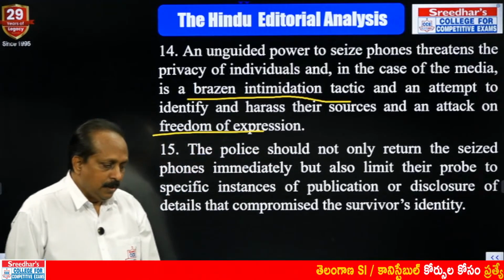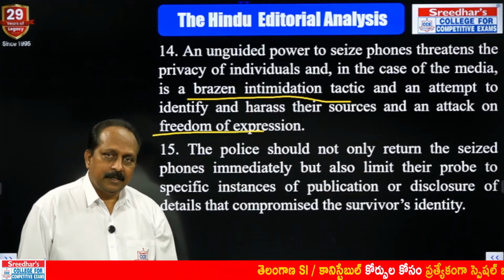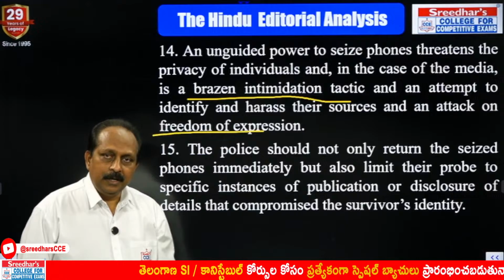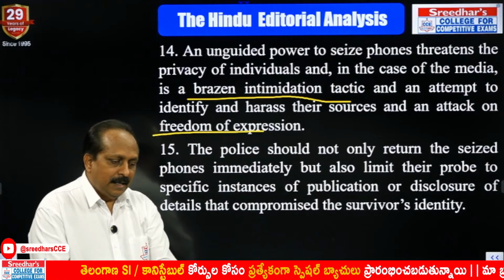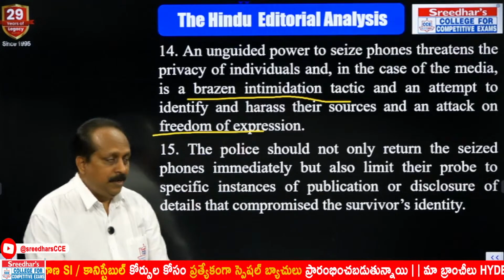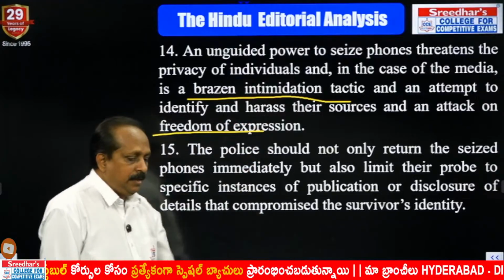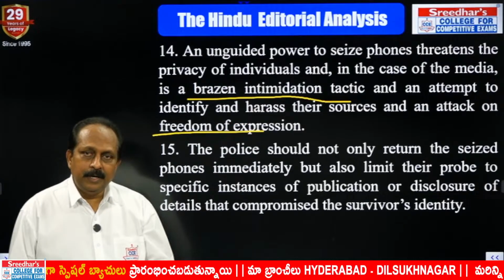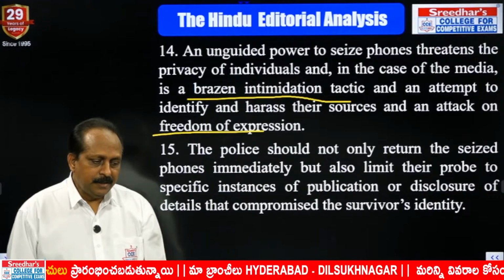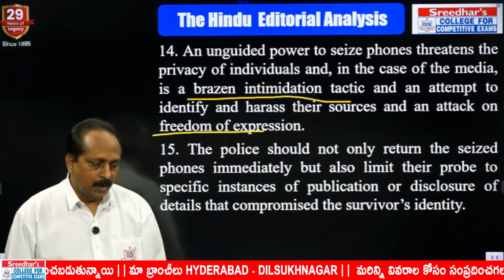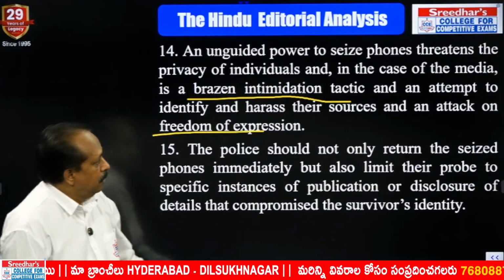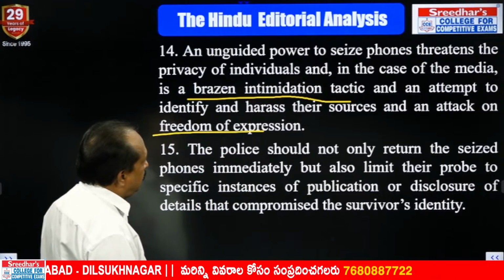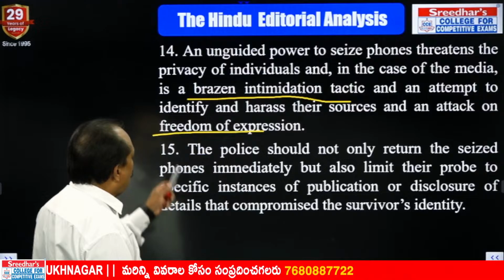How does the editorial end? It takes a stand and says, doing something like this, taking phones of the journalists, the media people, is brazen intimidation, an act of brazen intimidation. Brazen we have got many a time. What does it mean? Deliberate, shameless. Brazen means shameless. Exactly. Very good. Brazen intimidation tactic and an attempt to identify and harass their sources and an attack on freedom of expression.